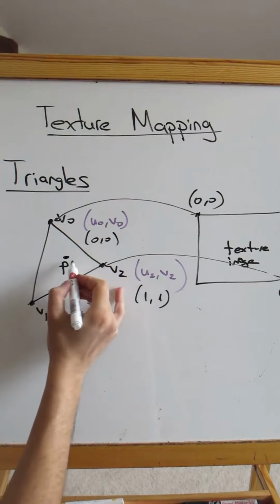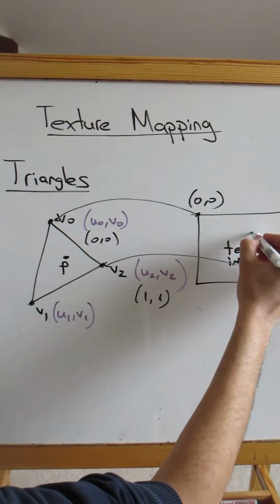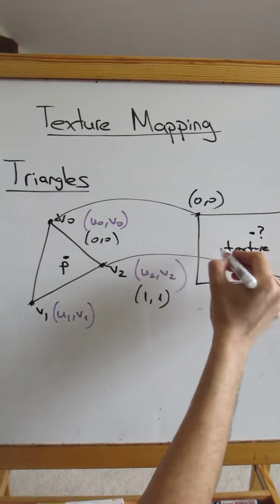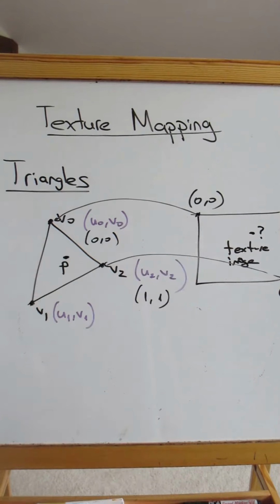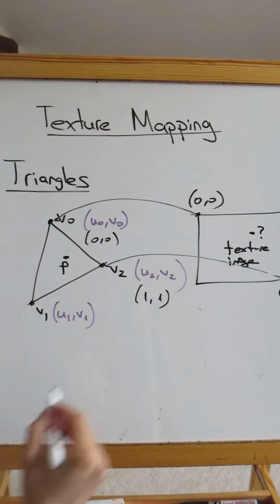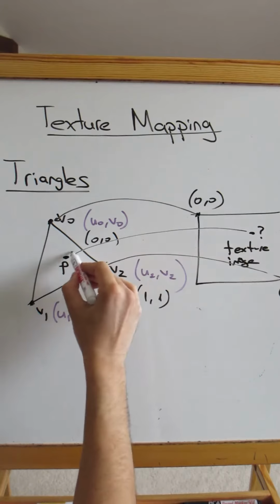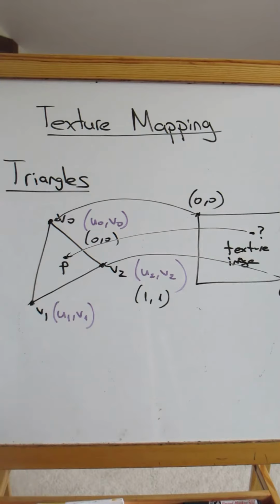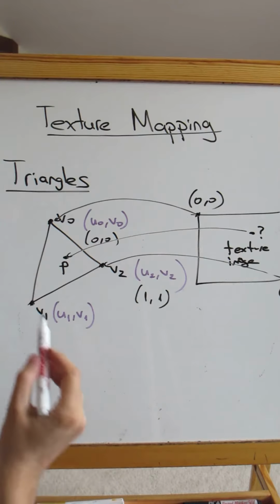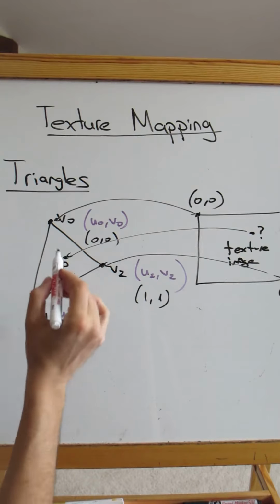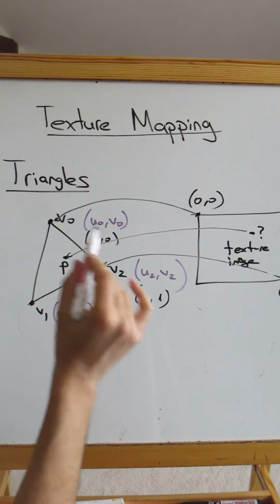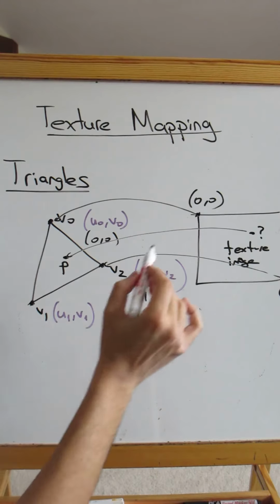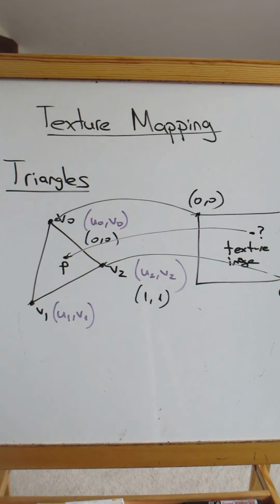Okay? How do we compute which part? What is this point? Which part of the texture image will map to point P? We are going to find this by interpolation. Okay? So the texture coordinates will be defined at the vertices. For the interior regions, we are going to interpolate these texture coordinates to find the texture coordinate for a point inside.